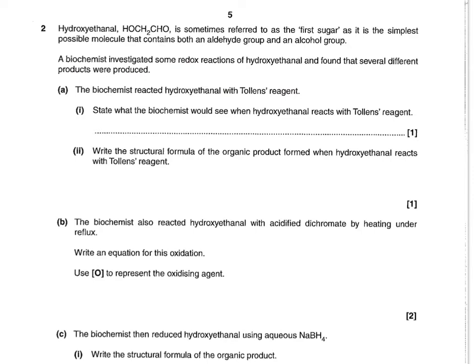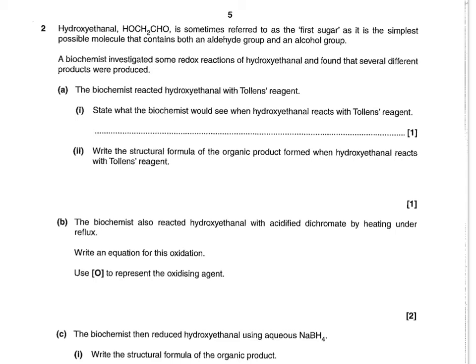So let's now try a past exam question. We're looking at something called hydroxyethanol, and what's really interesting is the fact that it actually contains 2 functional groups. If you look closely, you'll see that you've got an alcohol and also an aldehyde. So be very careful on this one. It's designed to try and catch you out.